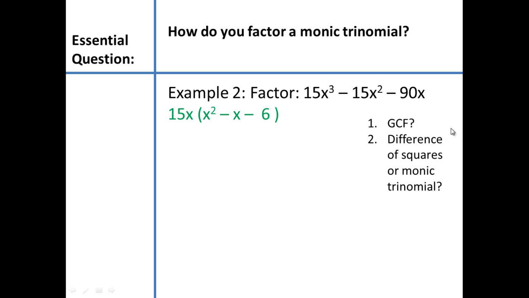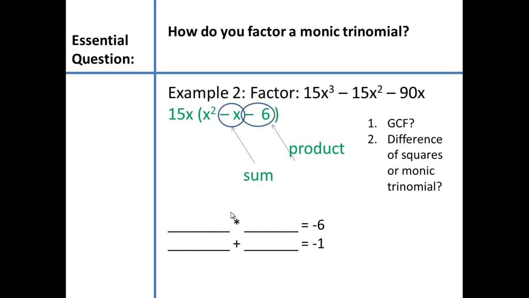After that, you want to see if you have a difference of squares or monic trinomial. And since we're talking about trinomial, it looks like we are going to do the sum and product. So remember, the middle term is your sum, the last term is your product. So what we need to do is find two numbers that multiply to give us -6 and add to give us -1.